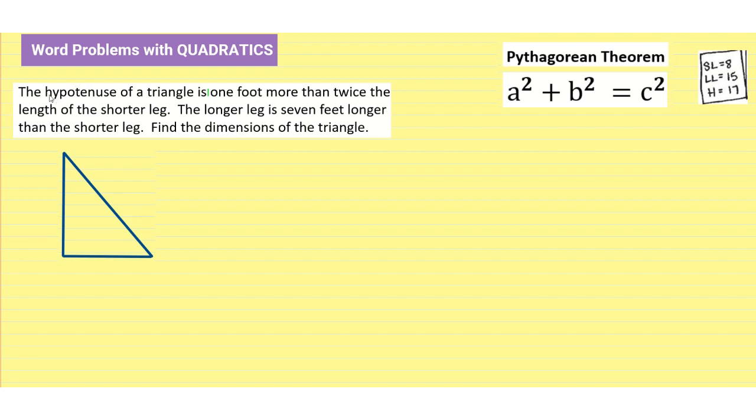So let's read our word problem. It says that the hypotenuse of a triangle is 1 foot more than twice the length of the shorter leg. And the next sentence says that the longer leg is 7 feet longer than the shorter leg. Find the dimensions of the triangle.